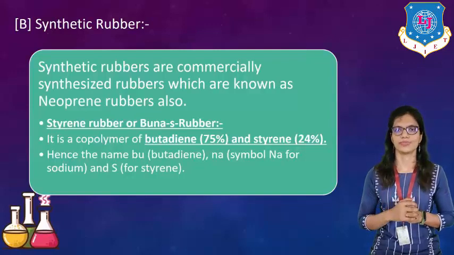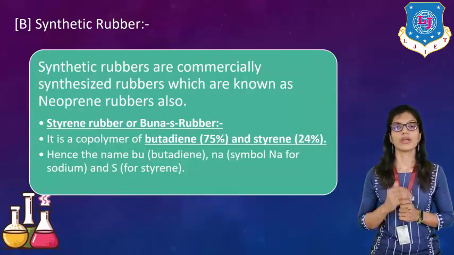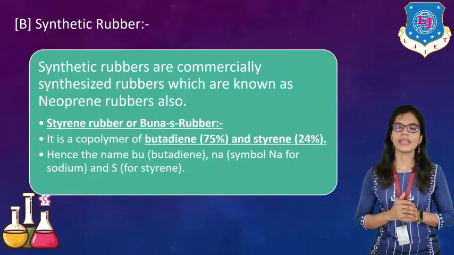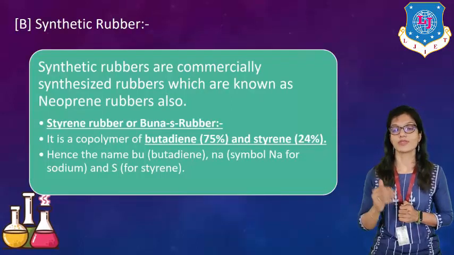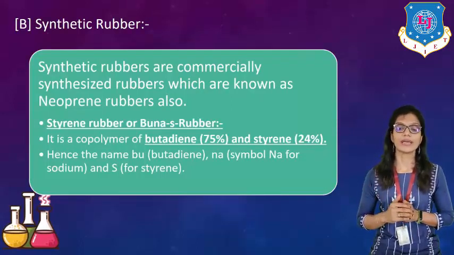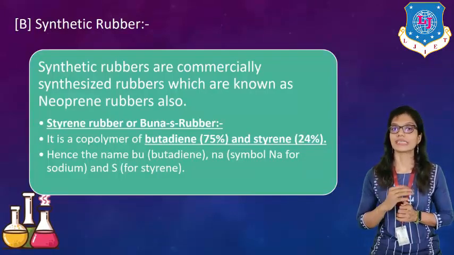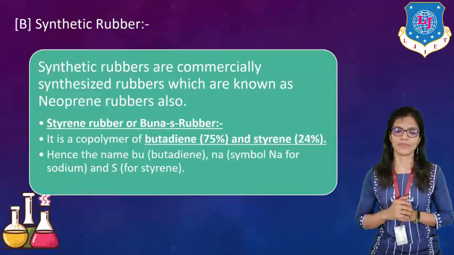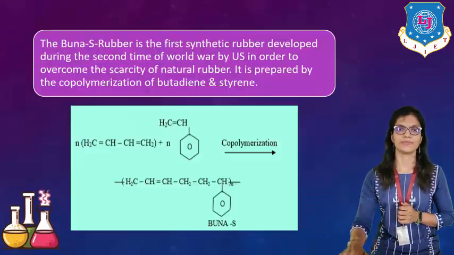Why is it so? Because it is a copolymer of butadiene, where 75% butadiene is added, and styrene is added in 25%. Hence the name: Bu comes from butadiene, Na comes from the symbol Na for sodium, and S came from styrene. In this way it becomes Buna-S rubber or styrene rubber.